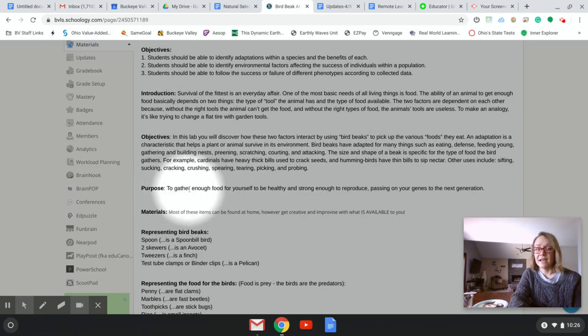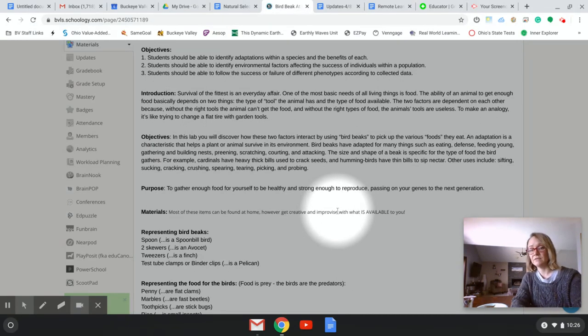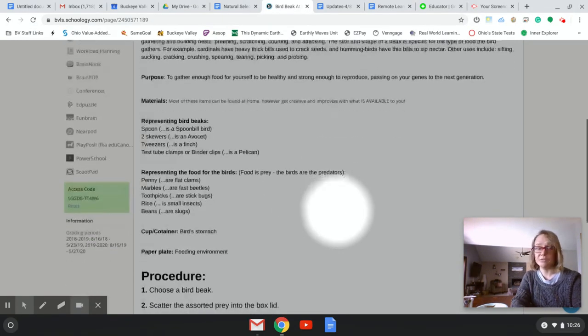So the purpose of this lab: to gather enough food for yourself as the bird to be healthy and strong enough to reproduce and pass your genes on to the next generation. Here are the materials you're going to need, and like we have written here, most of these items can be found at home, but this is where you get to be creative and improvise with what you have available.